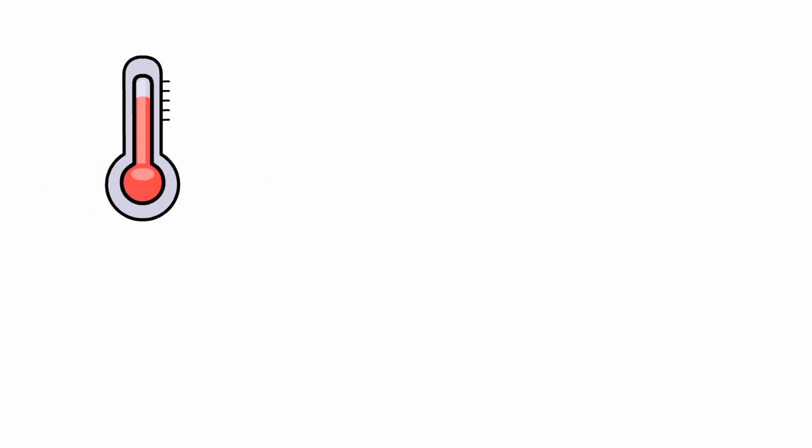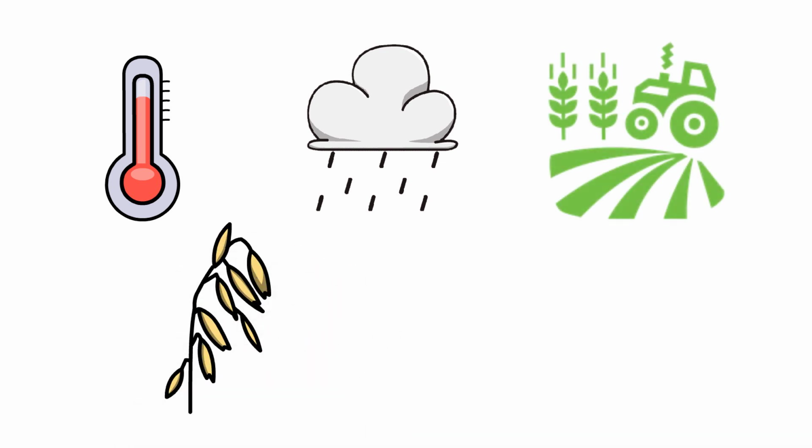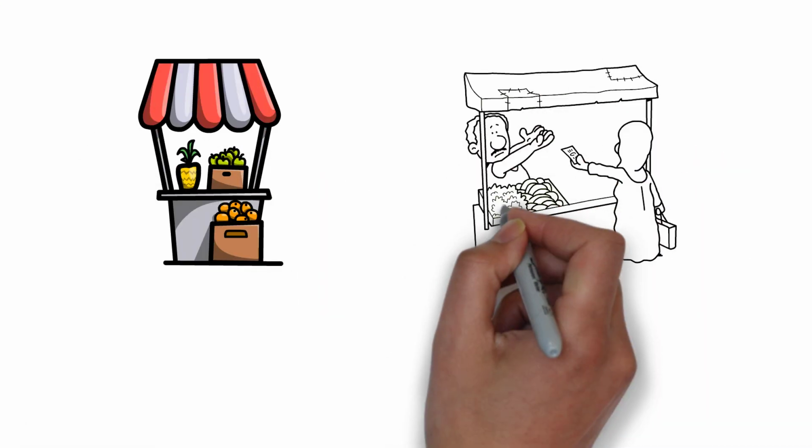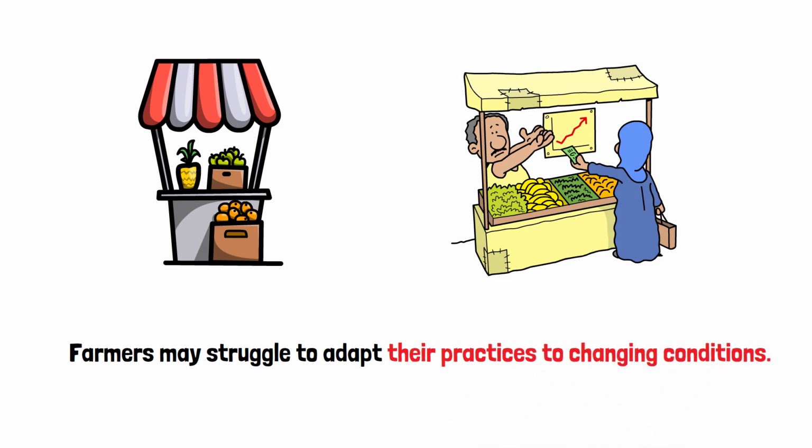8. Crop yield changes. Changes in temperature and rainfall affect agricultural productivity. Some crops may not grow as well in warmer climates, leading to reduced yields. This impacts food supply and can lead to higher food prices. Farmers may struggle to adapt their practices to changing conditions.